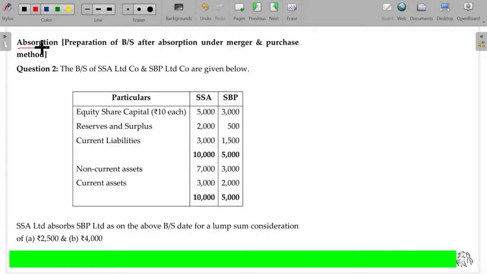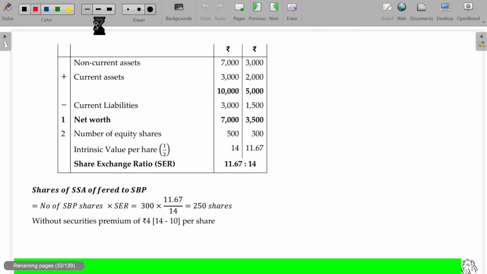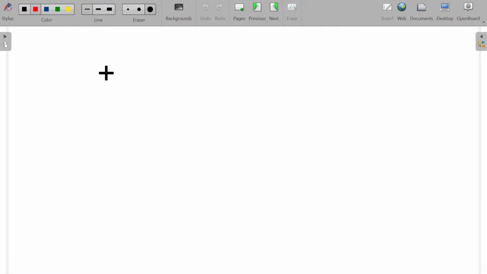Absorption: we have to prepare the balance sheet after absorption under the merger method as well as the purchase method. Okay, merger method and purchase method. Let's see, a leading company A, another company B. If A company takes over B company and B gets closed, then this process is called absorption.